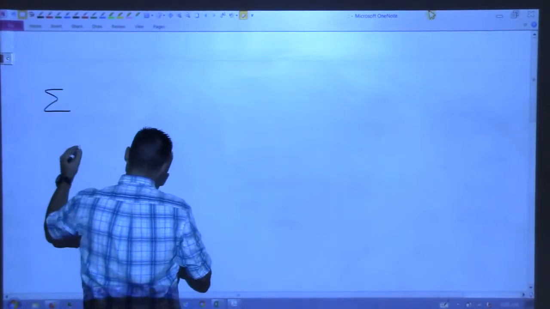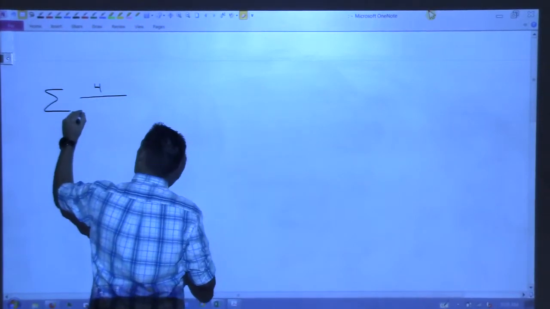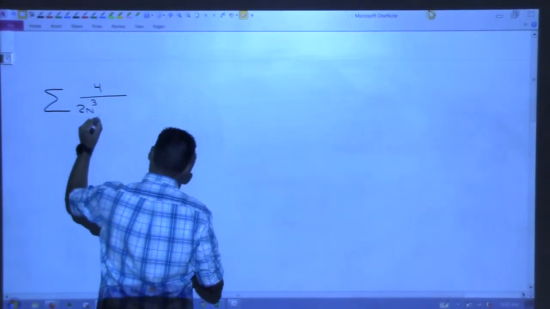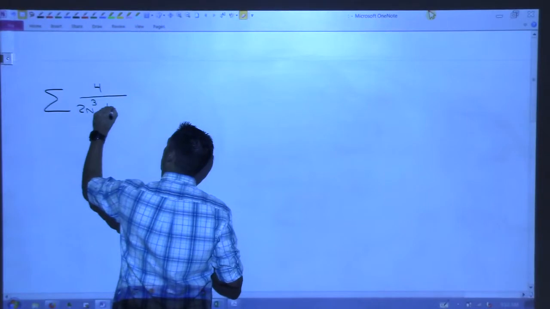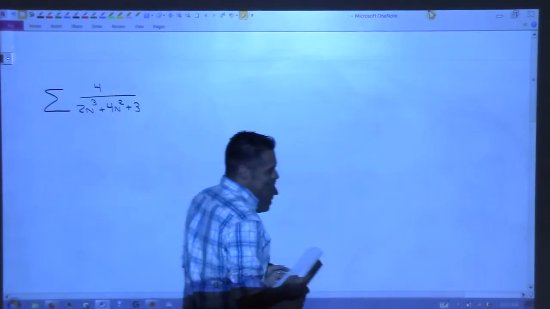Okay, so unless I tell you otherwise, the goal here is to try and determine whether or not the series I put up here converges or diverges. So does this series converge?